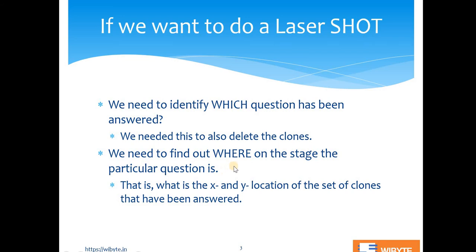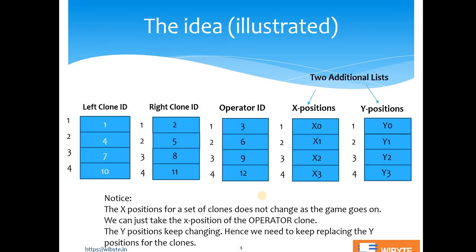But additionally, in order to direct our laser shot, we must also know where on the stage this particular question is, right? Like I said, we have to know where the shot goes. That means we have to know the X and Y location for this set of clones, right? Now, how we are going to do this is also again using lists. So we are going to create two additional lists here, the X positions and Y positions, right? The idea here is to again maintain the correspondence, which means that for this group of clones, this is the X position and this is the Y position. For this group of clones, for example, 4, 5, 6, X1 is the X position, Y1 is the Y position, right? Now, these two lists will be instrumental in figuring out where the shot has to be directed.